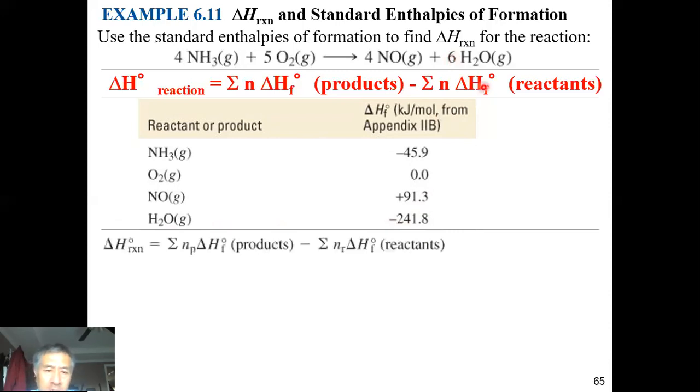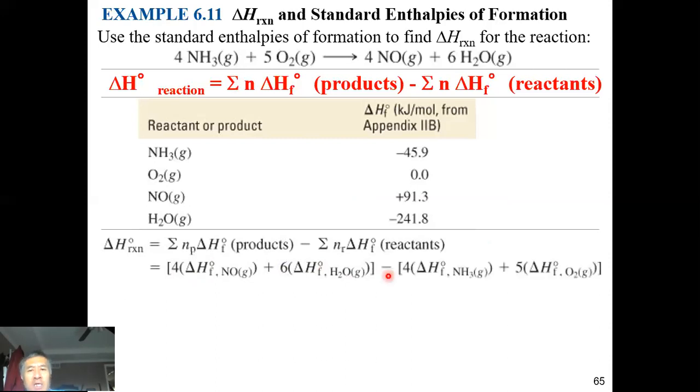Therefore, we identify what the products are, what their coefficients are, and take their coefficients. The coefficient for NO is 4, for H2O is 6, therefore we take 4 times delta H naught F for NO gas, and 6 times delta H naught F for H2O gas. Next is the reactants, so we have two reactants. One reactant is 4 NH3 gas, the other one is 5 O2 gas. So those are the 5 and the 4, where they come from. Next, we keep the coefficient, then we look up the number from the table. For NO, it's 91.3. Therefore, this becomes 91.3. H2O is negative 241.8, so therefore here.